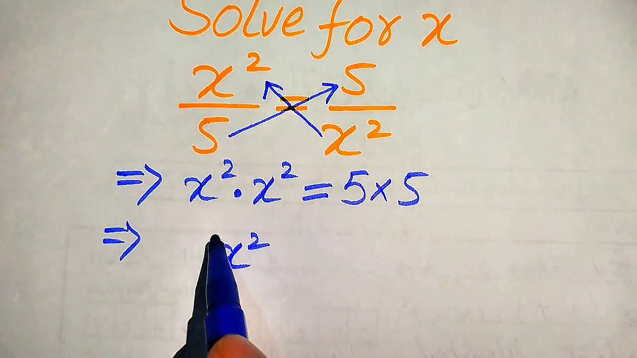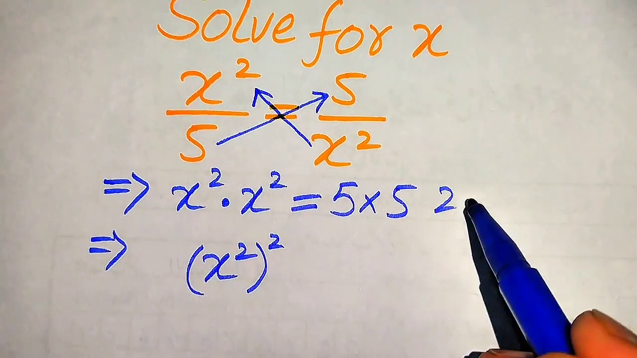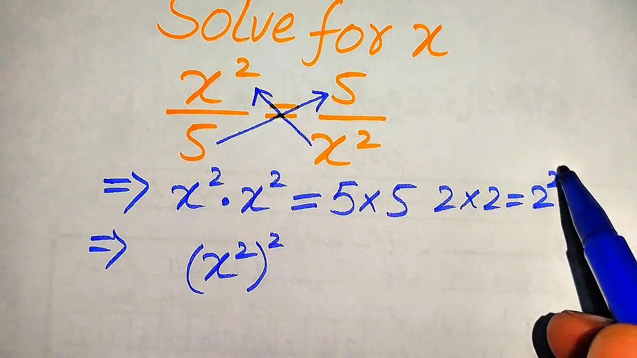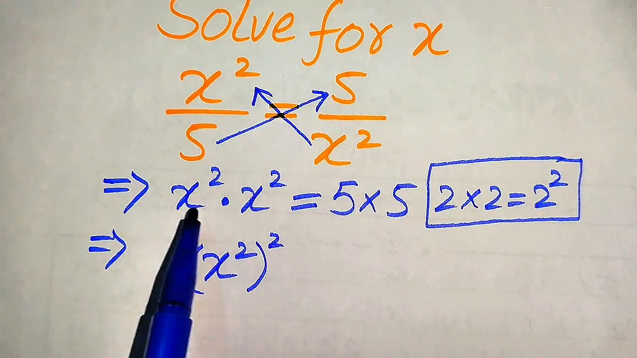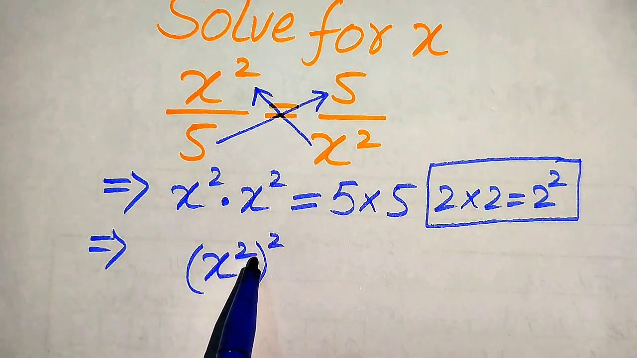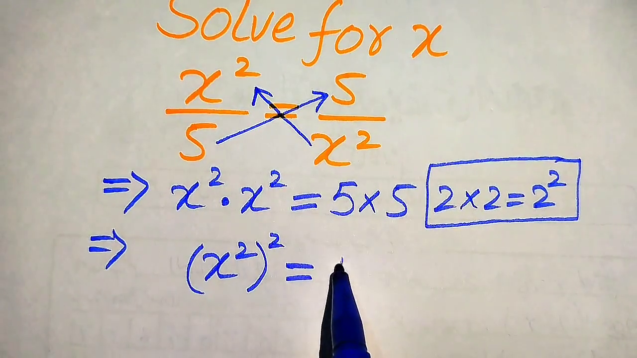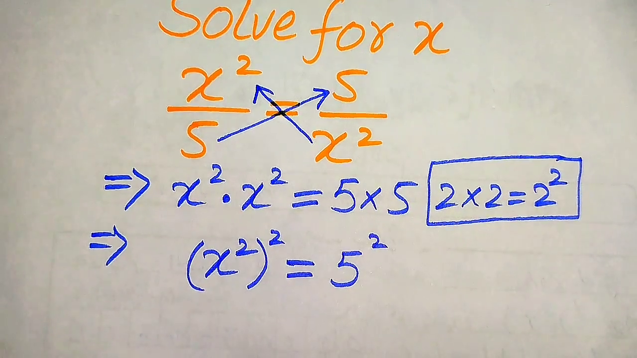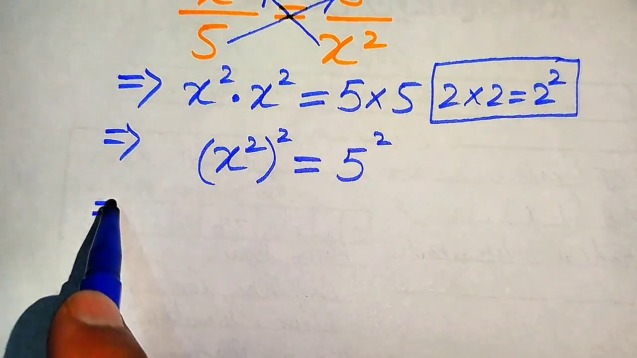And now in the next step, you see here we have x square multiplied by x square is equal to x square and its whole square, because you know that if we multiply 2 with 2, it will be written as 2 square. So according to this rule, we write x square multiply x square as x square and its whole square. So in the same pattern, we multiply 5 with 5, and it will be written as 5 square.